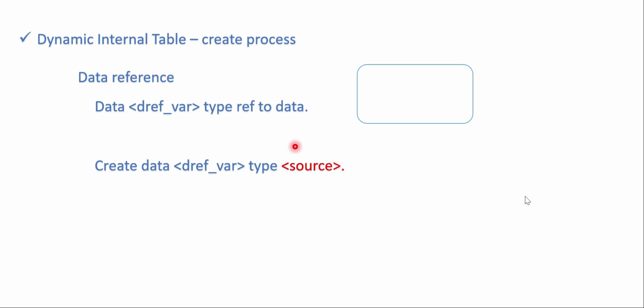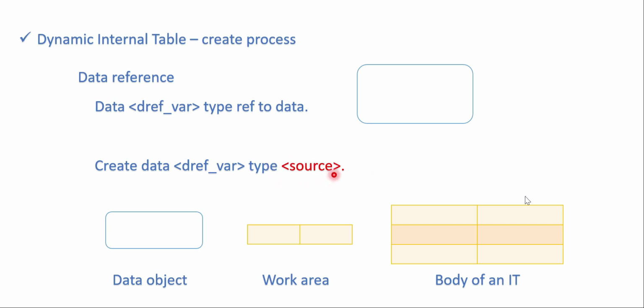Okay, so this source determines how this space is going to be split, or how it's going to be used, based on the source that is going to be mentioned at the runtime of your program. So if the source is a data type, it creates just a space to hold the value of your variable. If the source is a structure, customized structure or a table, it's going to create a work area. If the source is a table type, then it's going to create the body of an internal table. So the single space is going to be changed based on the source that is mentioned at the runtime of your program.